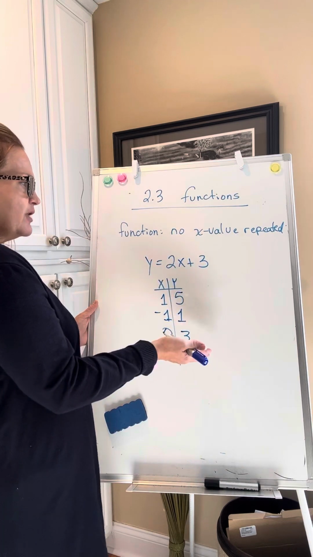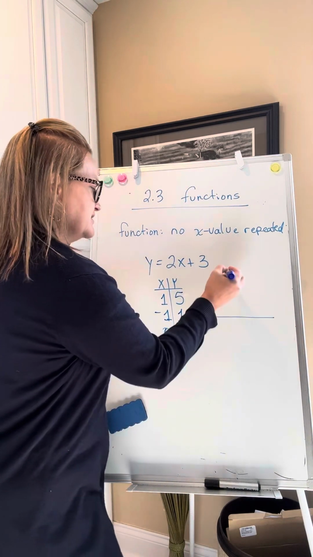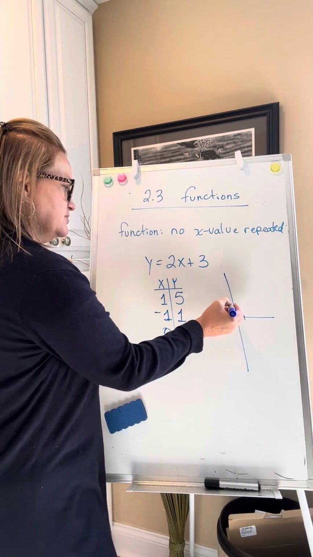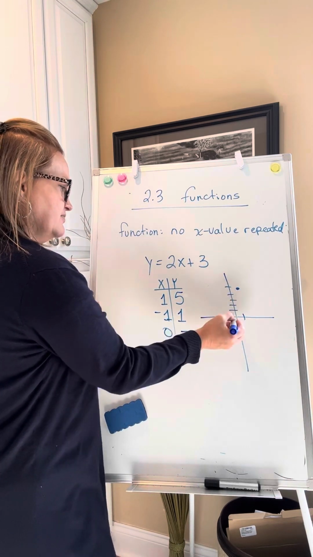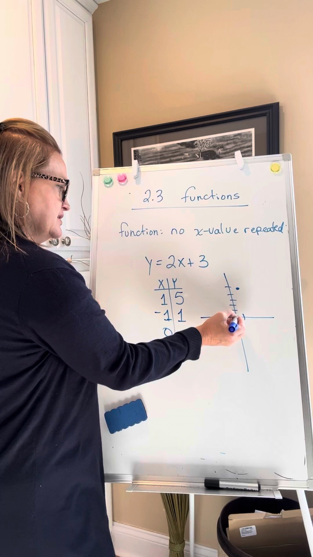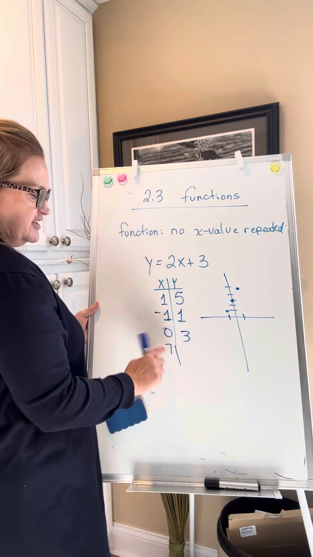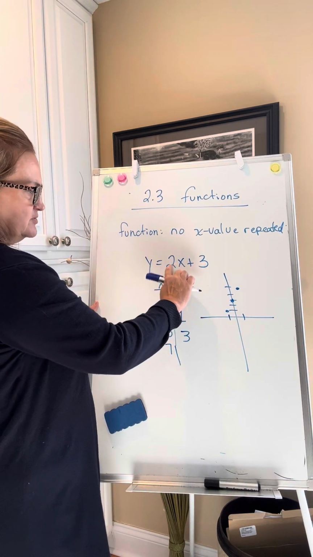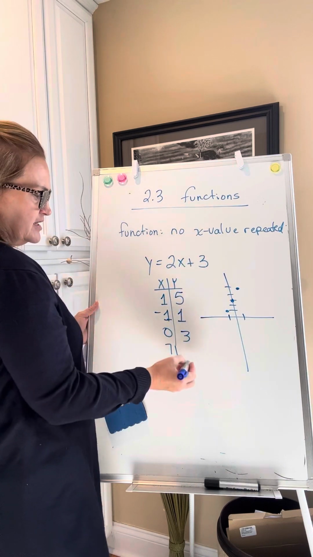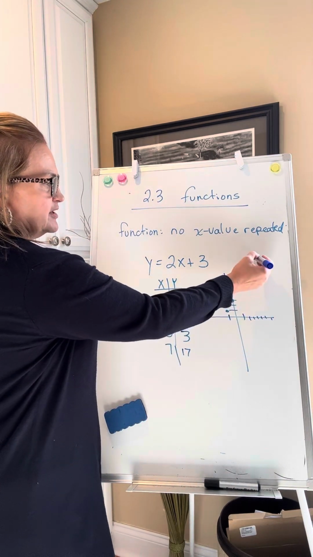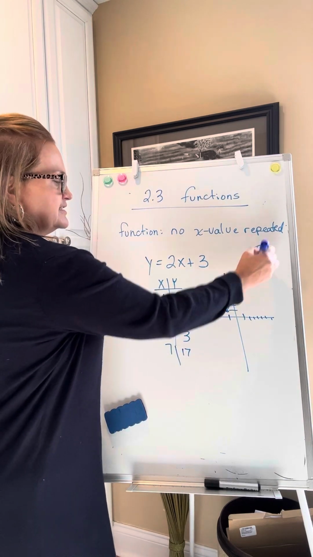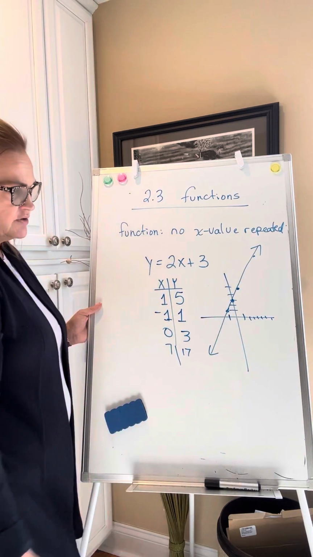And then whenever we graph these, also we'll see that there's a uniqueness about it that way as well. Over 1 up 5, back 1 up 1, 0, 3. I didn't finish this. Let's do that. 2 times 7 is 14. 14 plus 3 is 17. Oh, maybe I don't want to graph that. It's up here. So, but you can tell enough now to see that is a linear equation.